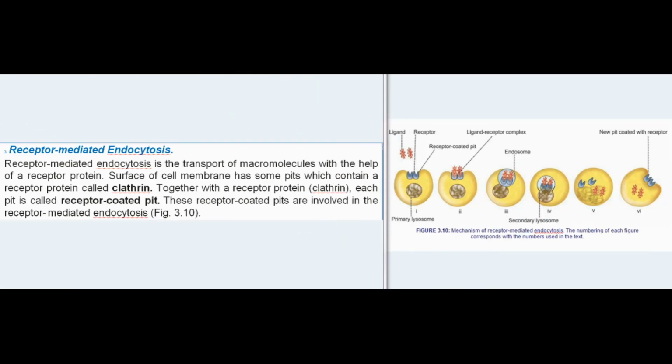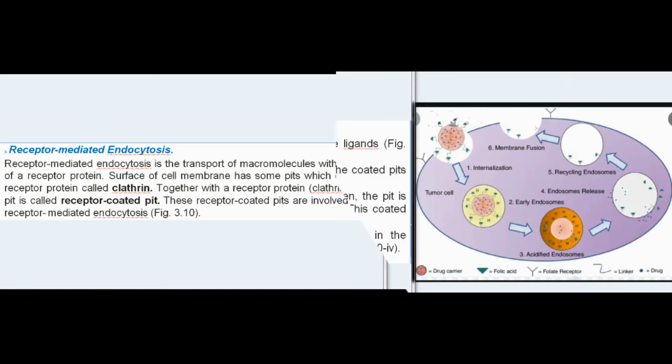Receptor-mediated endocytosis. Receptor-mediated endocytosis is the transport of macromolecules with the help of a receptor protein. Surface of cell membrane has some pits which contain a receptor protein called clathrin. Together with the receptor protein, clathrin, each pit is called receptor-coated pit. These receptor-coated pits are involved in the receptor-mediated endocytosis, Fig 3.10.